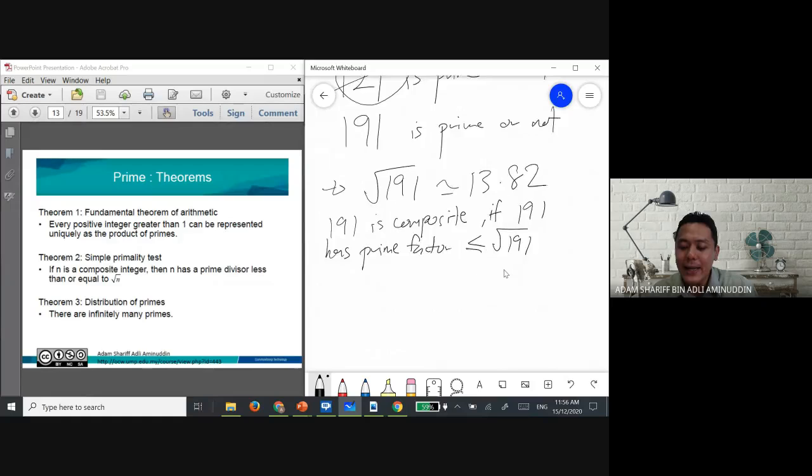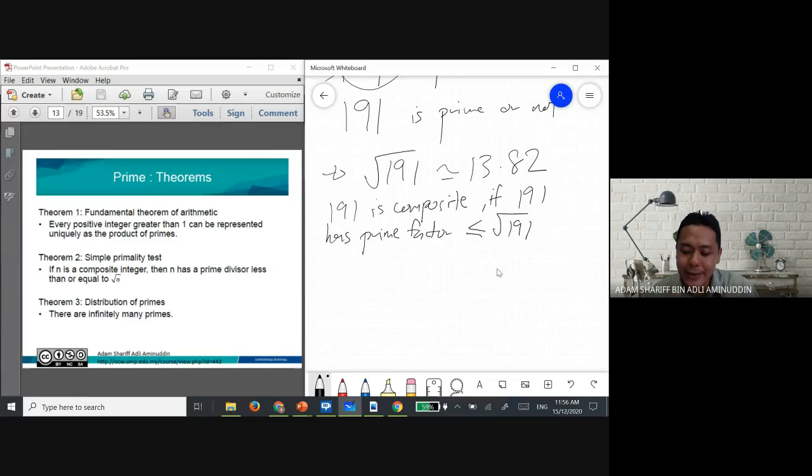Okay, so what you have to do is check whether there is any prime factor less than or equal to the square root of 191. So, I have to check 2, is it a factor of 191? You take a calculator, you can divide straight. 191 divided by 2, is it a decimal or not? If it is a decimal, then 2 is not a factor of 191. Okay, 2 is not a factor of 191. 3, is it a factor of 191? No. Thank you for your answer, I don't need to check.